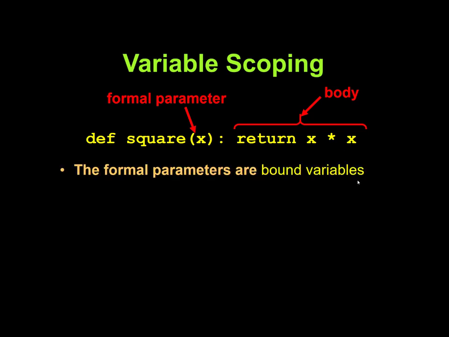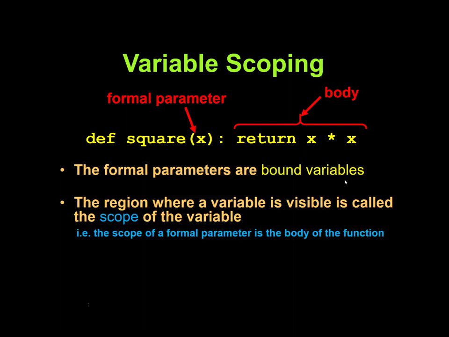So we call formal parameters bound variables. The region where a variable is visible is called the scope of the variable, i.e., the scope of a formal parameter is the body of the function. Any variable that is not bound is called free.